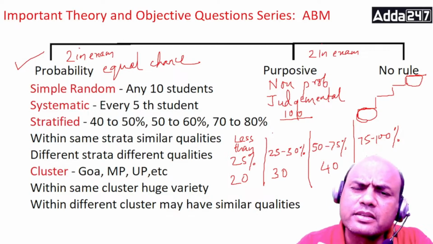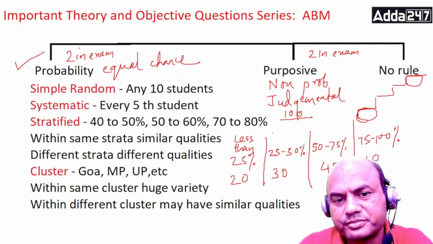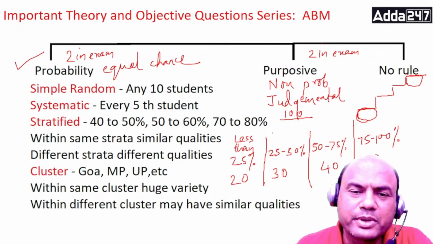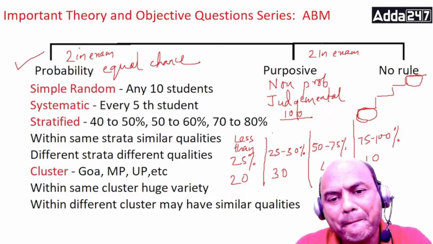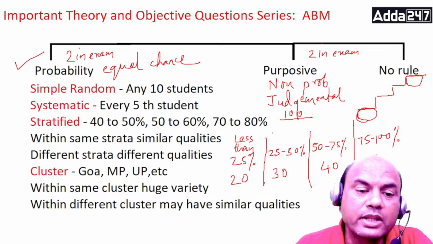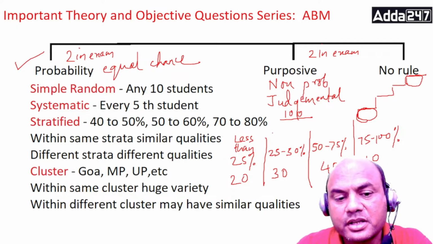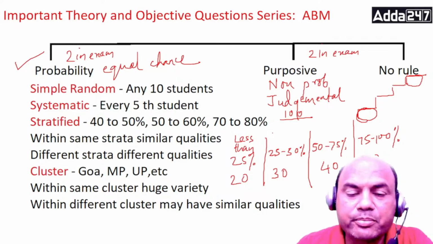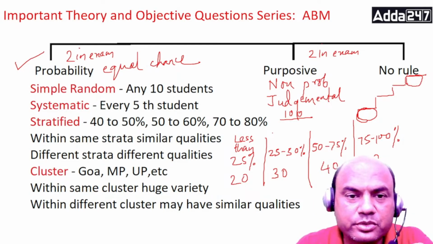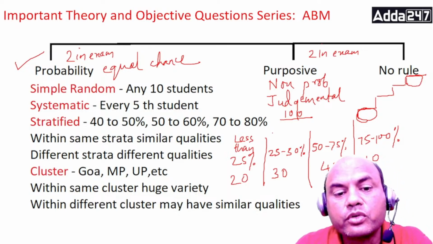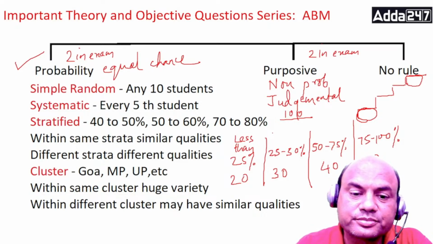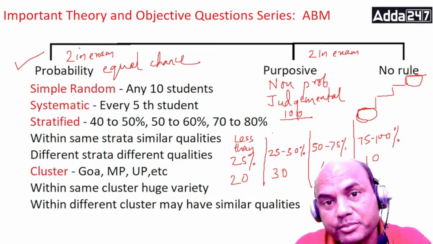Cluster means what? Generally it is related to region. Goa, UP, Tamil Nadu, Kashmir, Punjab. Importantly remember, within each cluster there is a huge variety, because in Goa also there will be a clever student, there will be a dull student. In Punjab also there will be a clever student, a dull student. Same thing about any region. So within the cluster there will be a huge variety, and within different clusters they might have similar qualities.